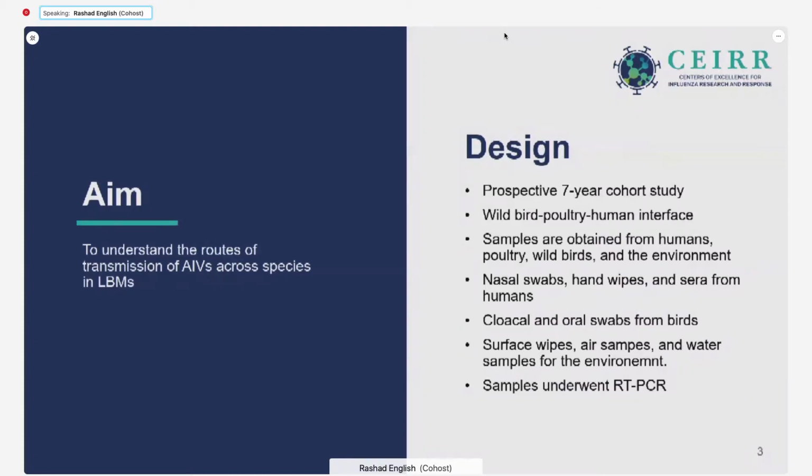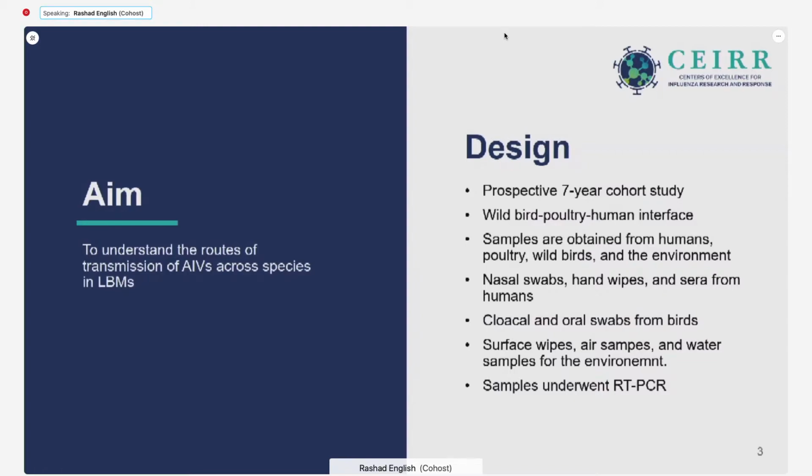What's unique over there is that there are lakes, so migratory birds could come and stop. Some of these birds are trapped and then taken back to the live bird markets and sold live for food. But in that same market, you have the vendors who sell domestic poultry, domestic chickens and domestic ducks, and of course, you have the humans. So we had a unique niche with a wild bird, poultry, human interface.